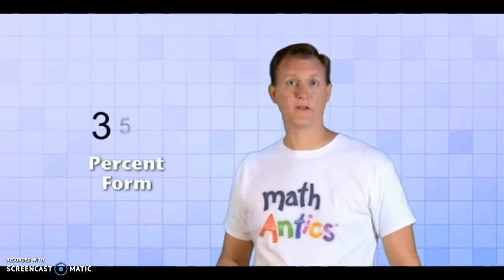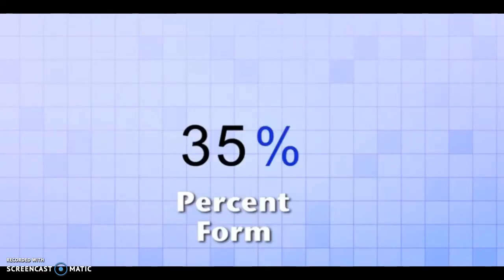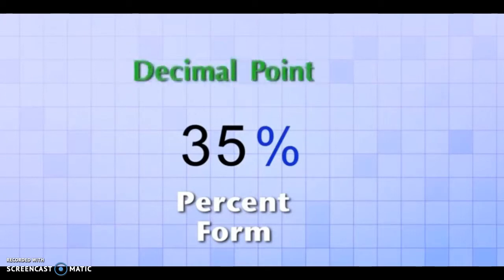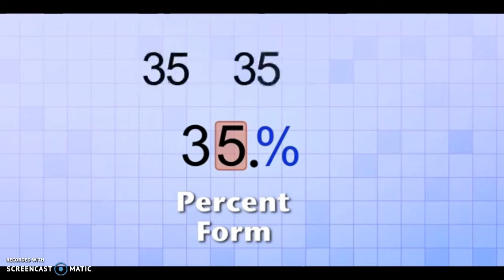First, you start with a number in percent form, like this, 35%. Next, you imagine where the decimal point should be in the number 35. It's not shown, but if it was, it would be right here next to the ones place. Now remember, 35 and 35.0 are the same value.